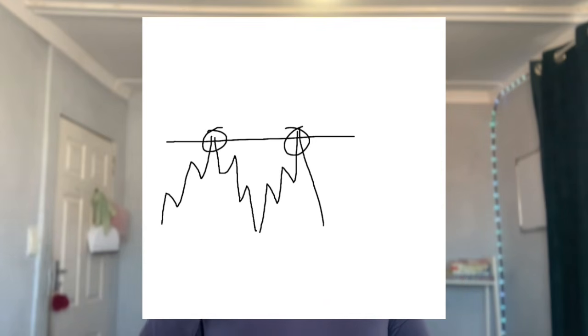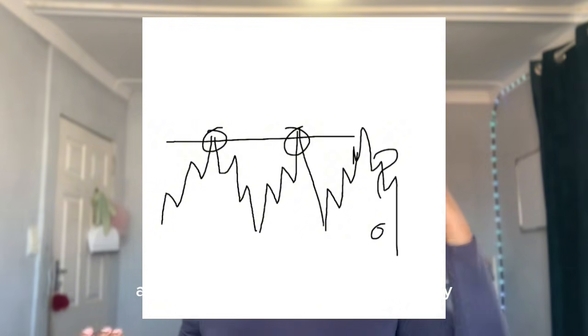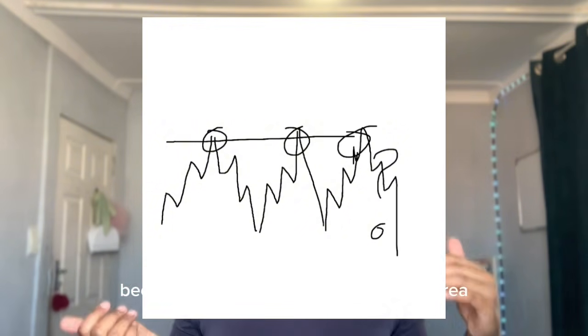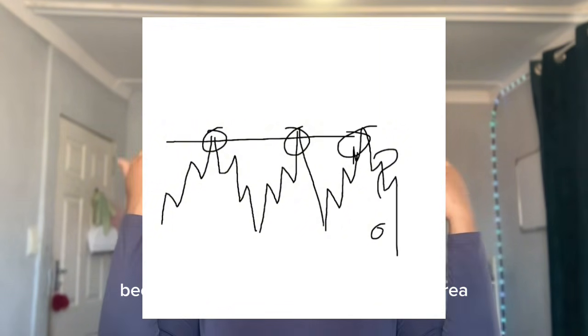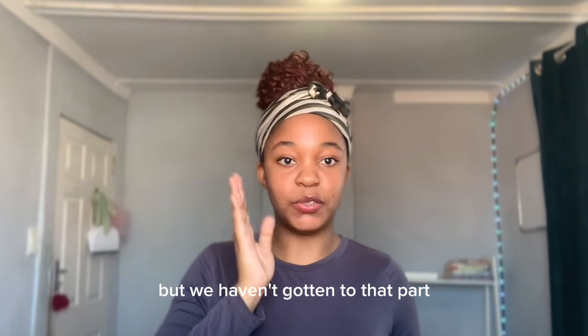So now you have two highs on the same level. Clearly, this is a special price level. Clearly, a lot of traders react to this price level. What do you think is going to happen when price retraces again back to that very same area? Obviously, a lot of traders are going to see that as resistance and place their sells. Why? Because there's a liquidity pool in that area. This is where liquidity sweeps also happen, but we haven't gotten to that part.